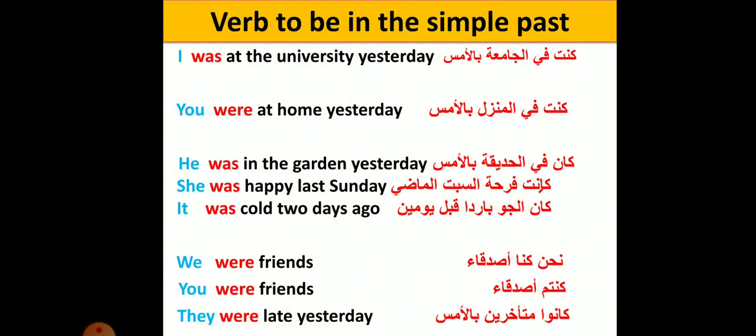It was cold 2 days ago. We were friends. You were friends. They were late yesterday. So here we have the conjugation of verb to be in the simple past. I was, you were, he was, she was, it was, we were, you were, and they were.